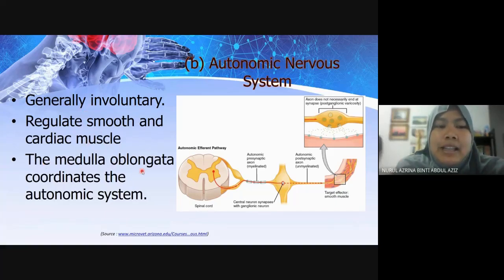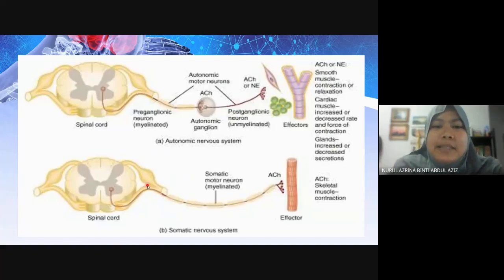the medulla oblongata coordinates the autonomic system. So this autonomic nervous system is regulated by the medulla oblongata. Where is the medulla? No need to ask, because you have already studied and done the assignment on gas exchange, so you already know where the medulla is. Alright, so look at this picture.